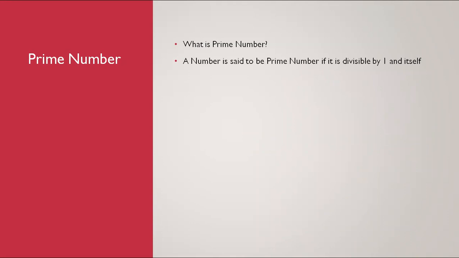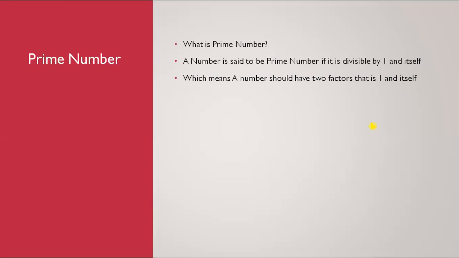If you consider 3, it is divisible by 1 and 3. If you consider 10, it is divisible by 1 as well as 2 and 5 and then followed by 10, which means 10 is not a prime number. A number is said to be a prime number only if it is divisible by 1 and itself. That is what we call factors as well, right?